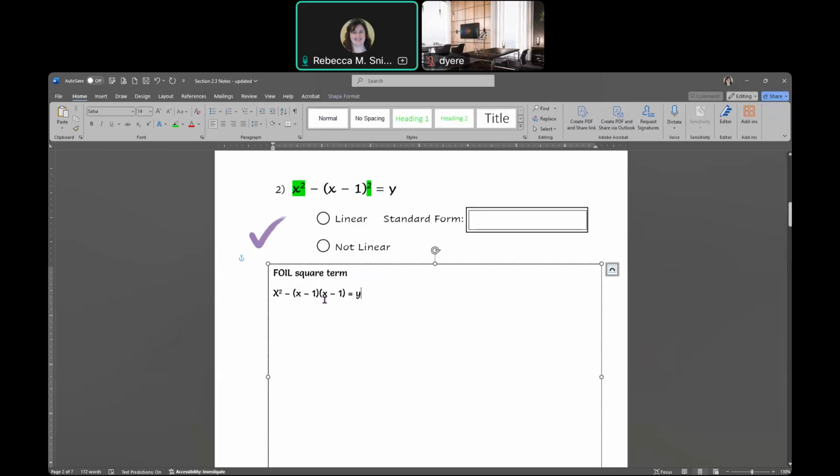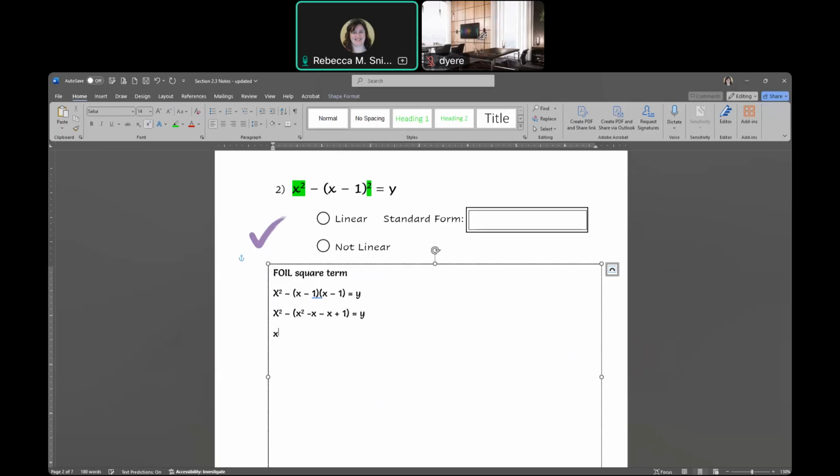So here you've got first, then outer, then inner, then last. And so that's exactly what we would do here. So we're going to have that front term is x squared, still comes down. Then I'm going to open a parentheses. I have x times x, which is x squared. I then have negative x minus another x plus 1 times 1, which is 1, is equal to my y term.